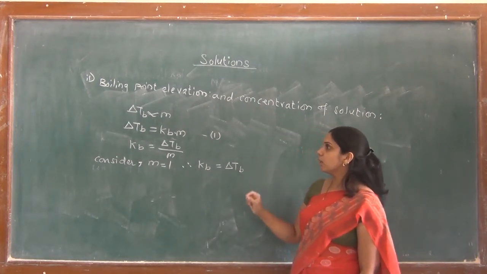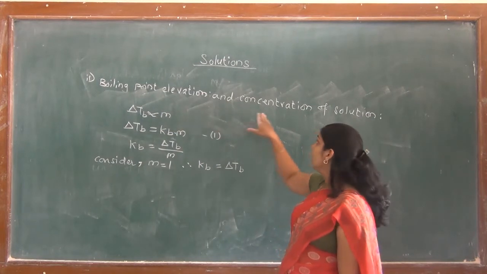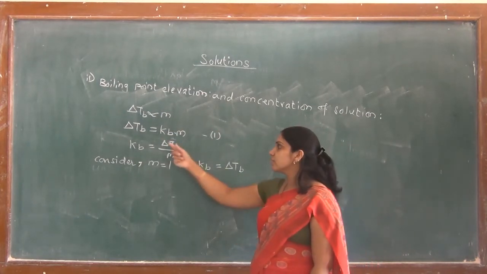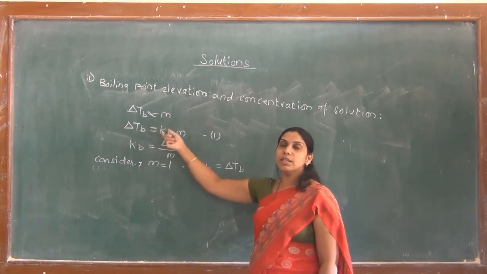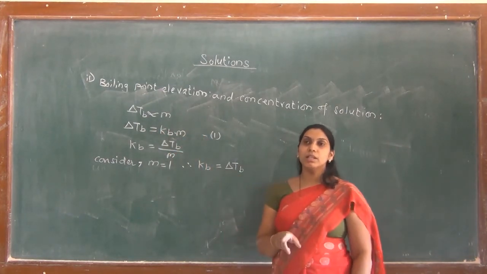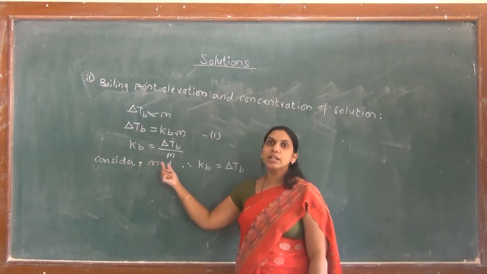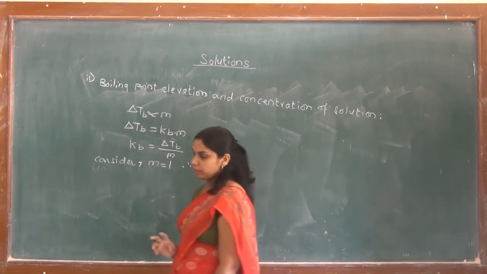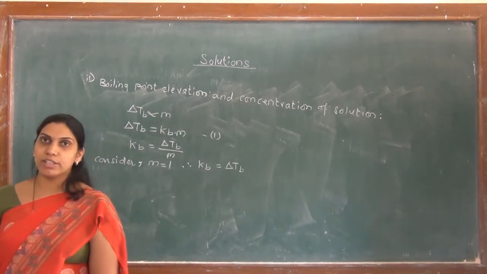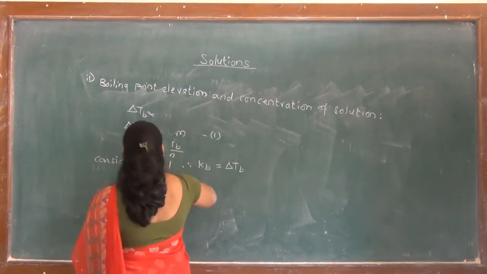This was about the relation between boiling point elevation and concentration of the solution. Here we have seen the equation delta Tb is equal to Kb into m. Then we saw what is Kb. We have seen the units of Kb and then we have seen the definition of Kb. The next point is boiling point elevation and molar mass of solute.